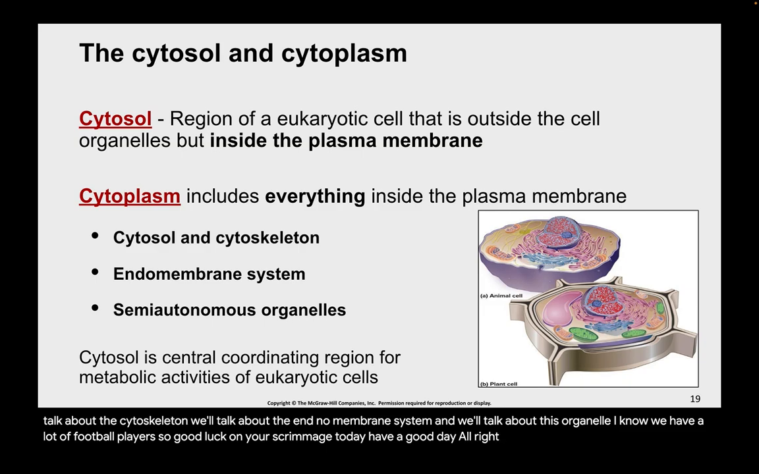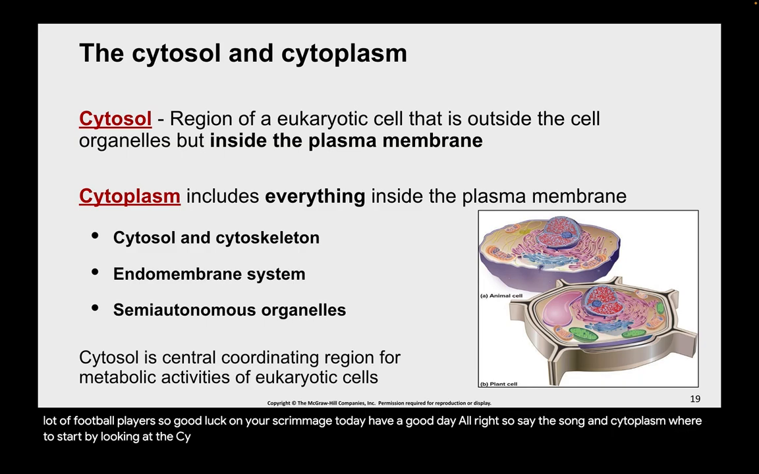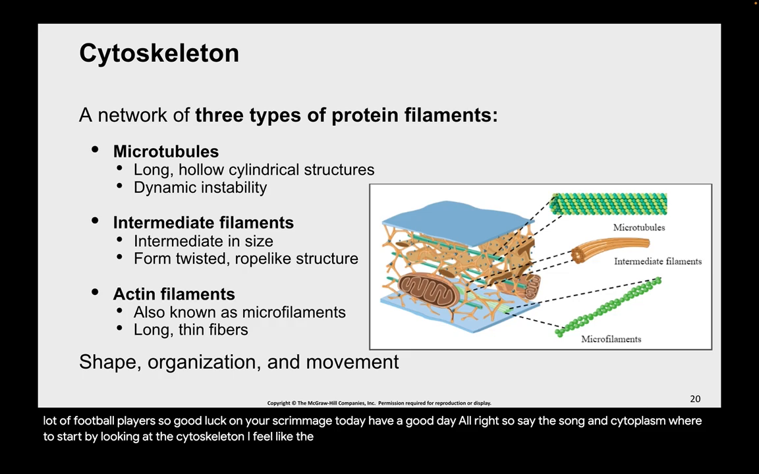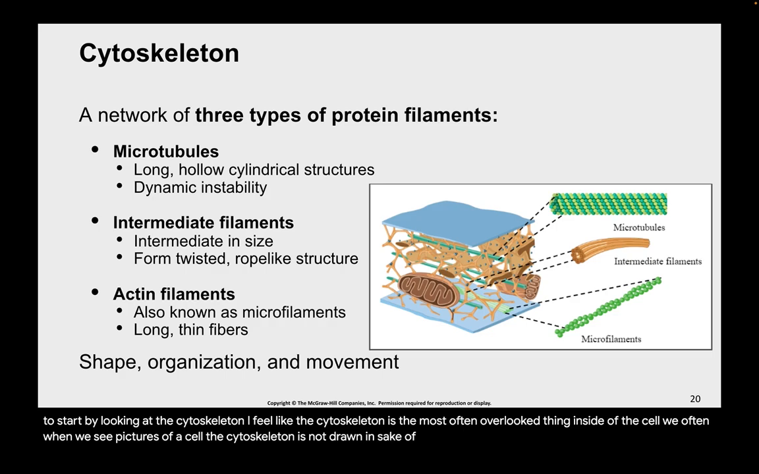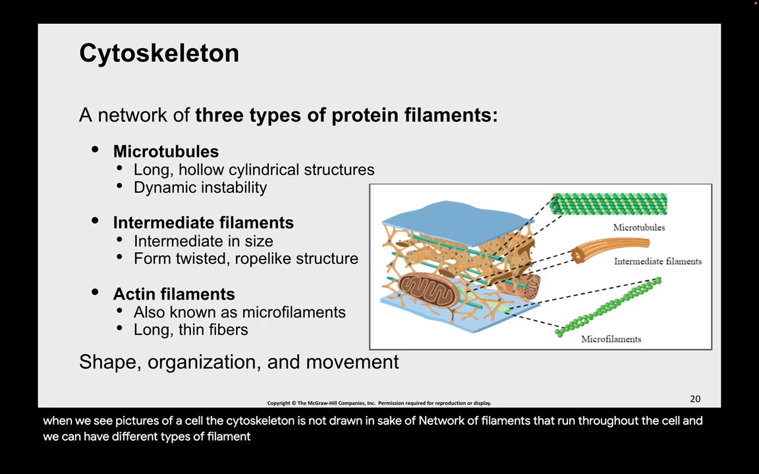All right, so cytosol and cytoplasm. We're going to start by looking at the cytoskeleton. I feel like the cytoskeleton is the most often overlooked thing inside of the cell. When we see pictures of a cell, the cytoskeleton is often not drawn in, just for sake of simplicity. But the cytoskeleton is this network of filaments that run throughout the cell. And we can have different types of filaments, right? Different shapes of the proteins, again, that have different functions.